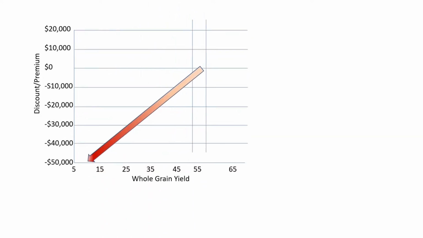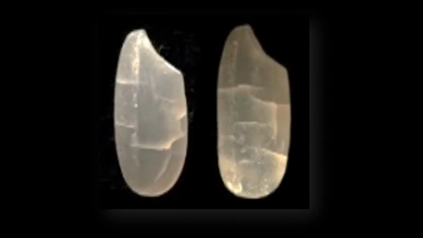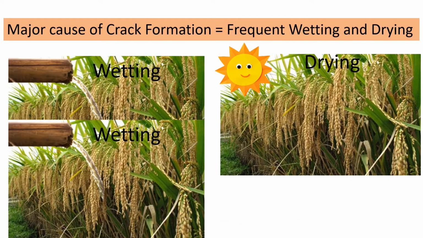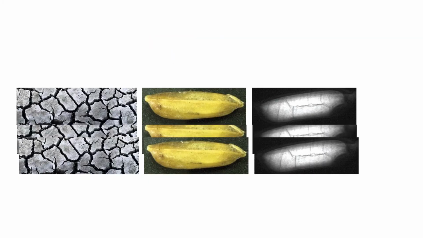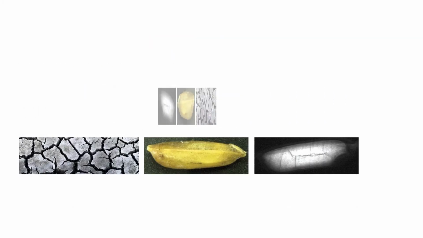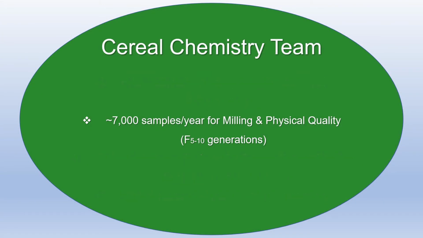There are several factors that affect whole grain yield. Among these, the most important is crack formation in the rice grain before milling. Hence, the Australian rice breeding program aims to release varieties that are least susceptible to environmental stresses causing crack formation in grain. In our breeding program, we assess the whole grain yield of about 7,000 samples per year to select for the best performing lines.